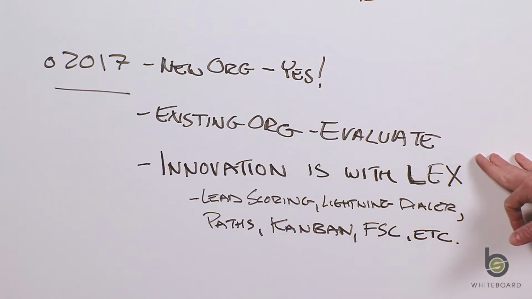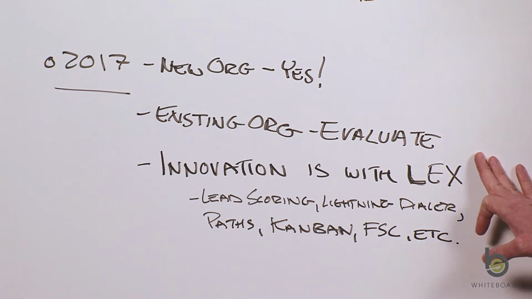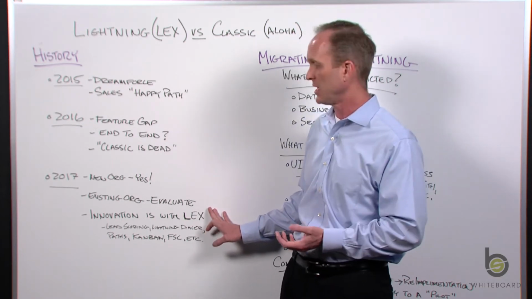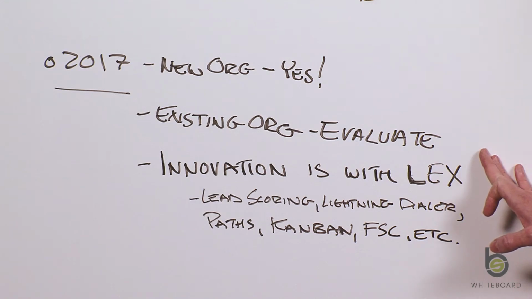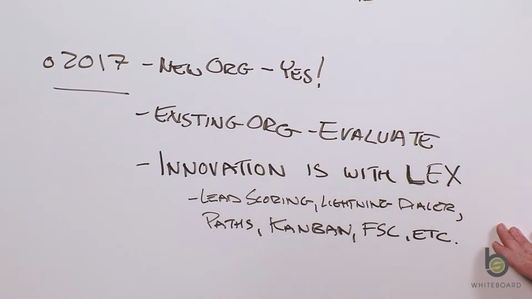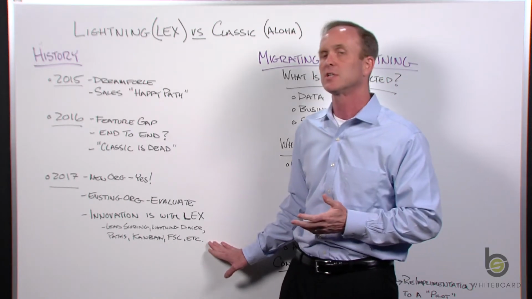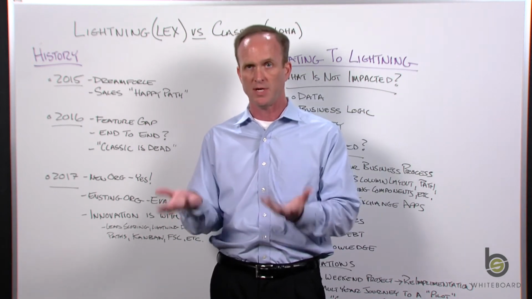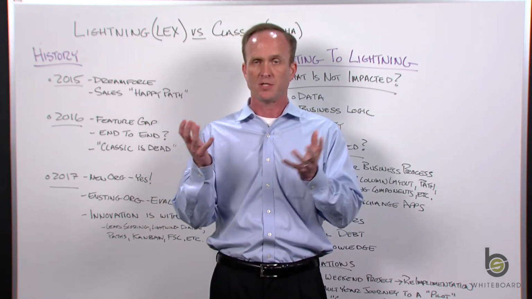If you're an existing Salesforce customer in the Classic user interface, you really need to start thinking about Lightning and when that makes sense for your organization. Lightning has all these innovations that are only available in Lightning, not in Classic: lead scoring, the Lightning dialer, paths to do your business processes visually, the Kanban board where you can drag an opportunity tile from one stage to the next, Financial Services Cloud, and all these different products and features.